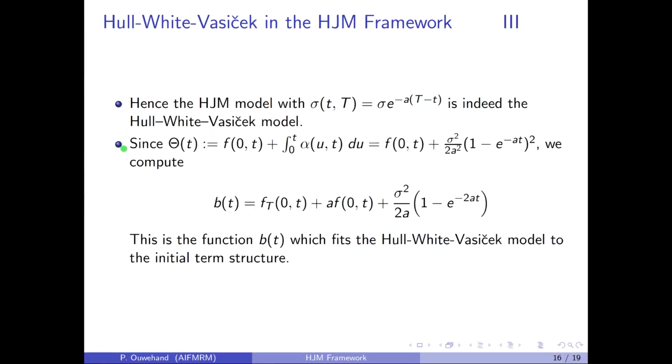A little effort will show that theta t is given by this expression here, from which it follows that b is of the following form. Now this is the function b which fits the Hull-White model to the initial term structure. Notice now that the HJM model, which is defined under the risk-neutral measure to have the volatility structure of the following form, will yield the Hull-White short rate model.